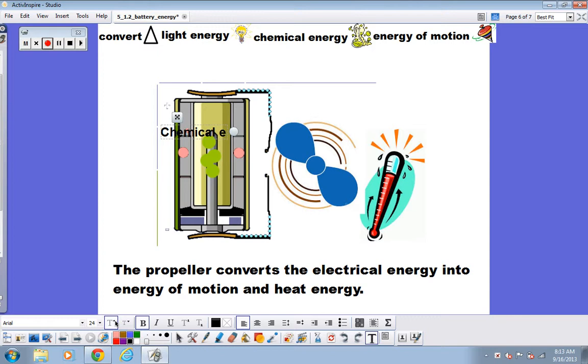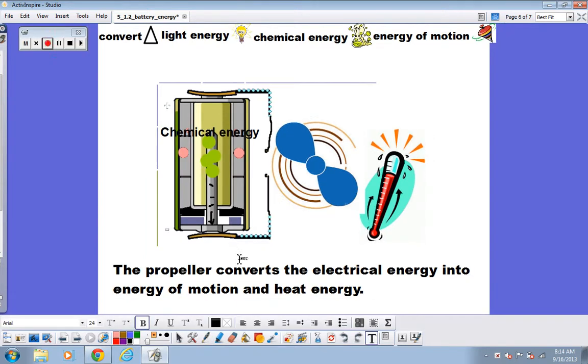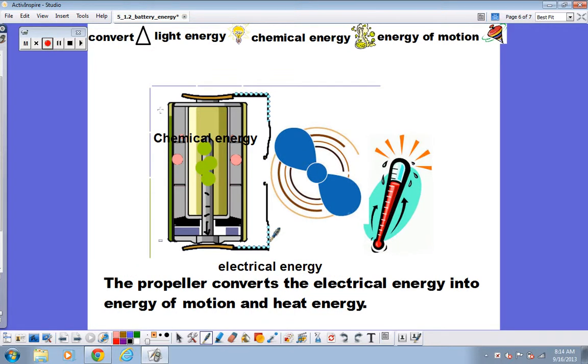makes the electrons, the negative charges, pop off the atoms. And now they're over here. And then they start to move because they are attracted to the positive side of the battery. And when the negative charges start to move, that is called electrical energy. And then this time the negative charges are not going to get into a light bulb, they're going to get into the fan. And the fan does not convert the electrical energy into light energy.